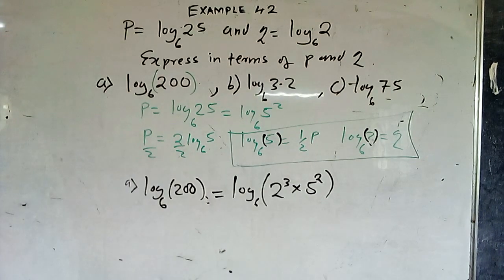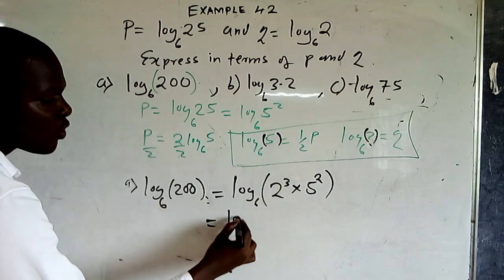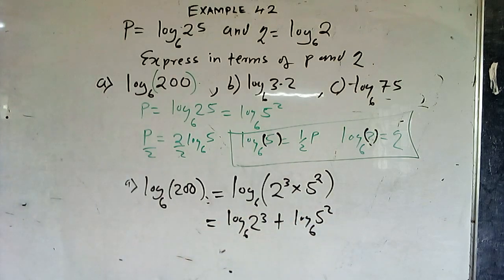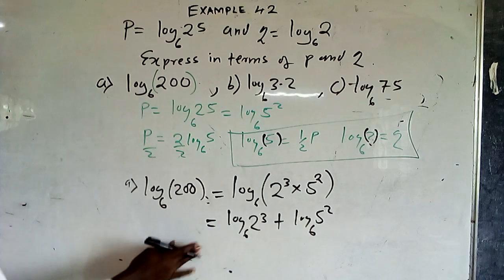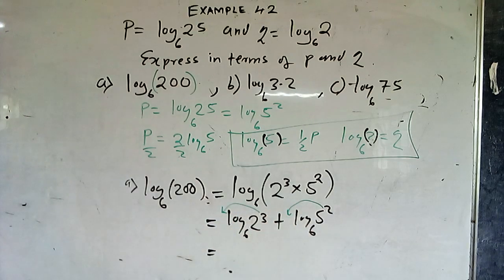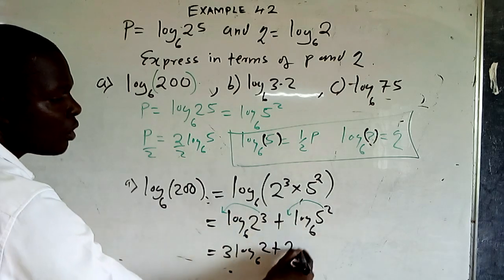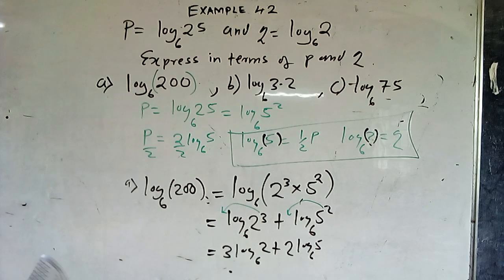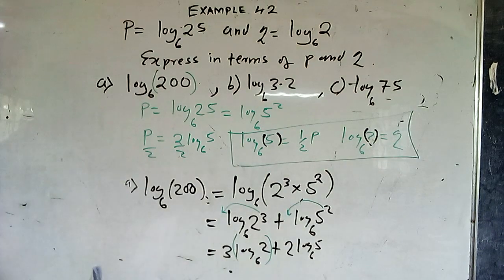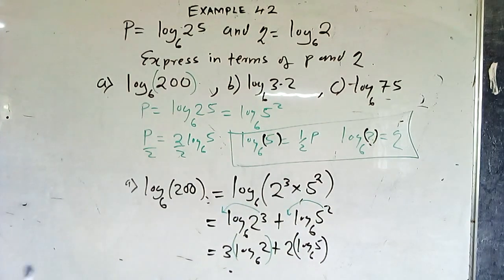Because the powers of a log are coefficients. So when you take the log inside, multiplication changes to addition. You get log 2 cubed to base 6 plus log 5 squared to base 6. Are you seeing that? Then the power becomes the coefficient. So there we have 3 log 2 to base 6 plus 2 log 5 to base 6. Then you substitute. Where you see log 2 to base 6, you put Q, and where you see log 5 to base 6, you put a half P. Are we together there?